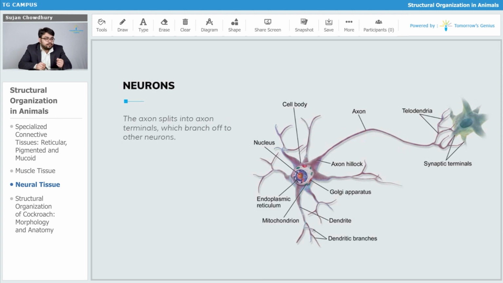The axon splits into axon terminals which branch off to other neurons. So axon terminals are these areas. These areas are formed by the splitting or branching of axons and are important for the neuron to connect with other consecutive neurons, and also very important for transmission of the impulse from this particular neuron, which has received the stimulus, to some other organ, maybe the CNS or maybe the interneurons.